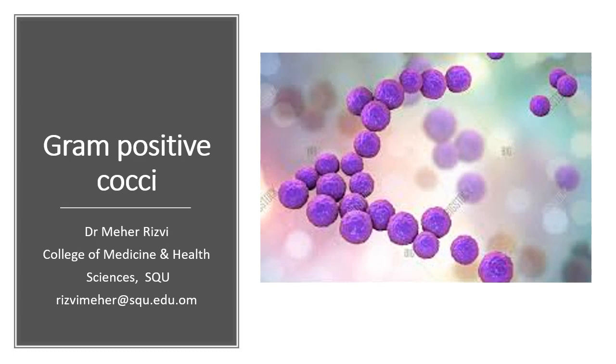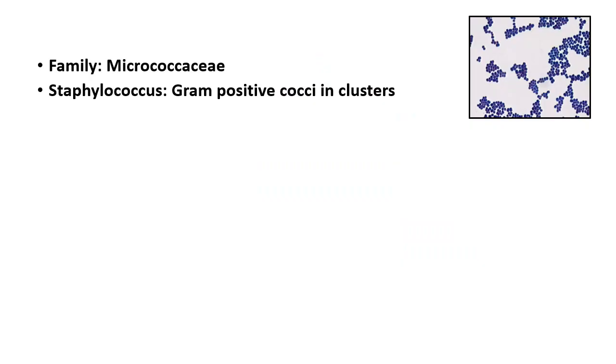This is the lecture on gram-positive cocci, which form a big component of bacteria which cause disease in man. So the first family we will discuss is family Micrococci, and the important bacteria here is Staphylococcus, which is a gram-positive cocci in clusters. If you see the photo here, you can see these purple colored cocci, which we discussed in the practical as well. And these purple colored cocci are called gram-positive cocci, and the arrangement, which you can see very clearly, is in clusters.